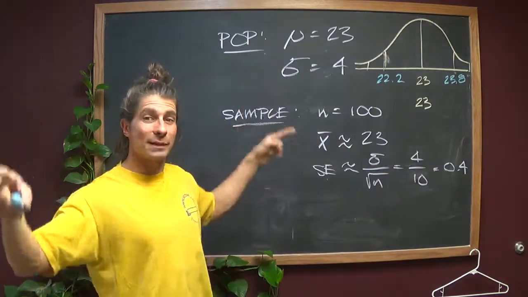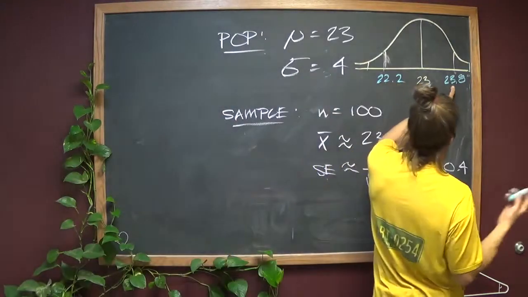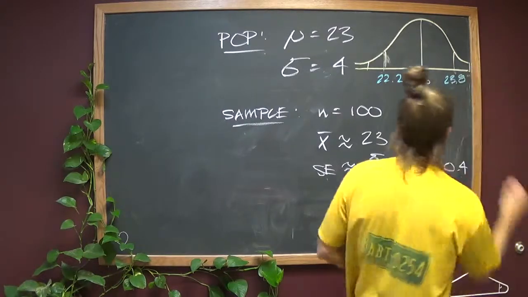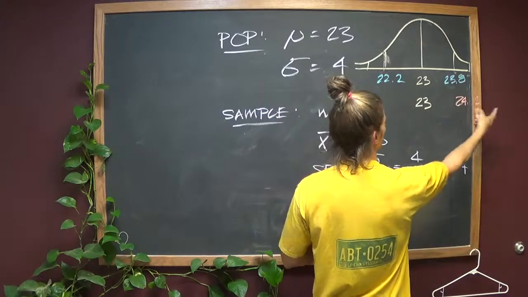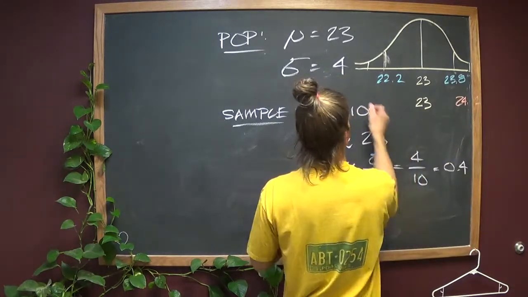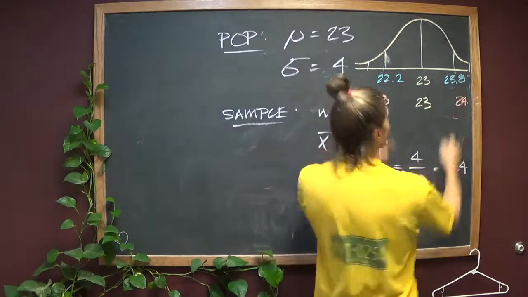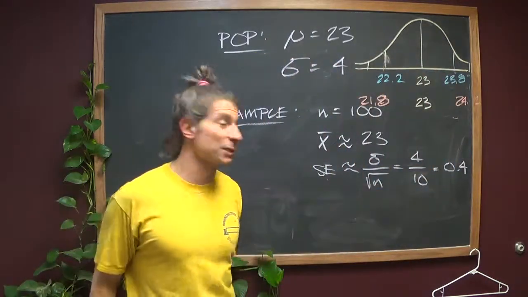And your 99.7 would just be 0.4 more on either side. So 0.4 more up from this would be 24.2. I hope you can see that, 24.2. And then down 0.4 would be 21.8. A little bit wider, and that should be a little bit wider because you're including more averages, so you have to go out wider to catch them.